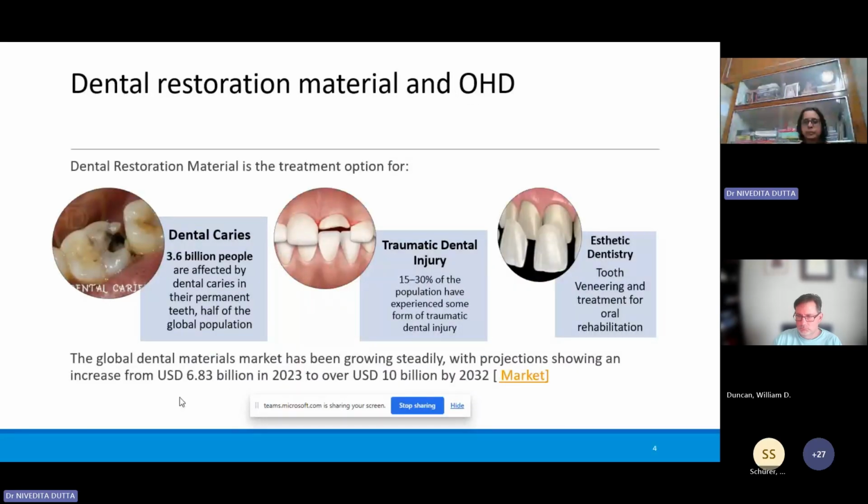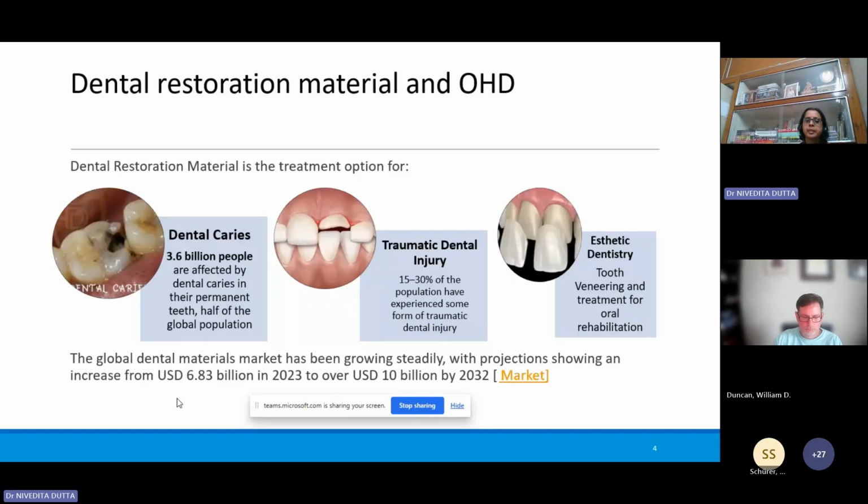So what is actually the dental restoration material? It is the main treatment option for diseases like dental caries, which affect more than half of the global population. It is also the treatment option for traumatic dental injury, which also affects a large population, like 15 to 30% of the total global population. And also it is used for aesthetic dentistry, like tooth veneering and treatment for oral rehabilitation.